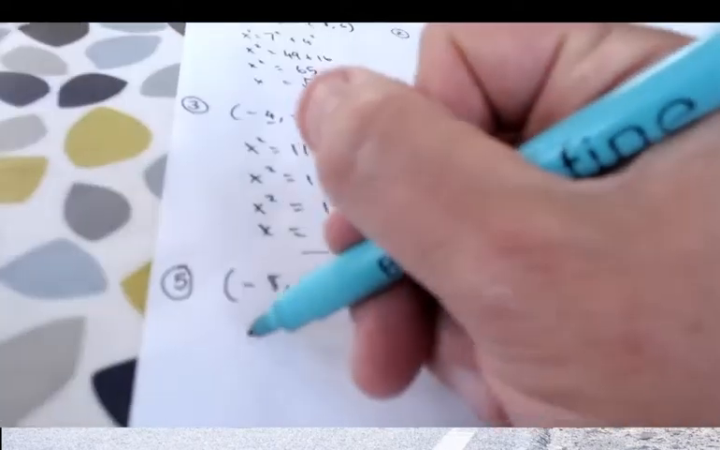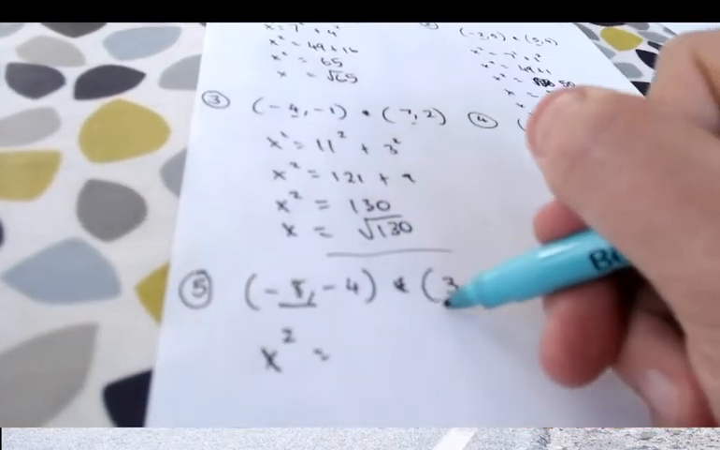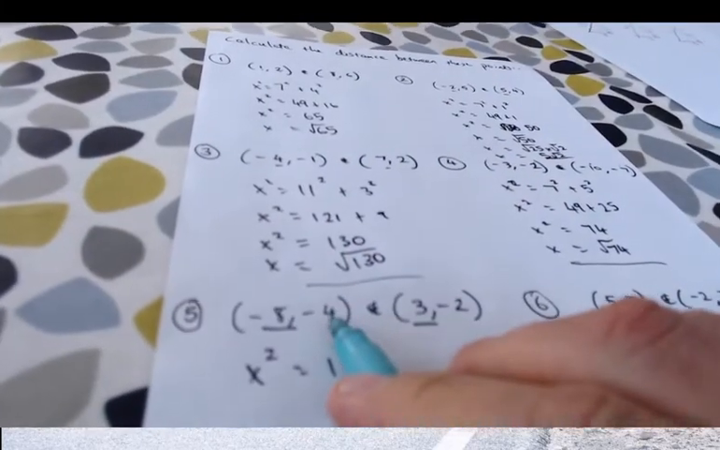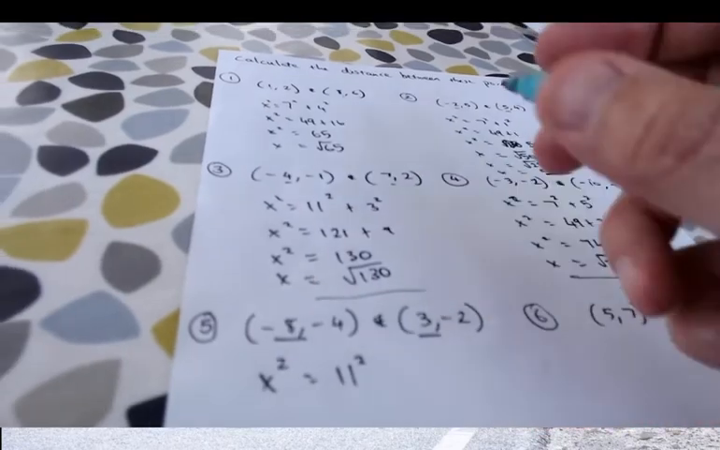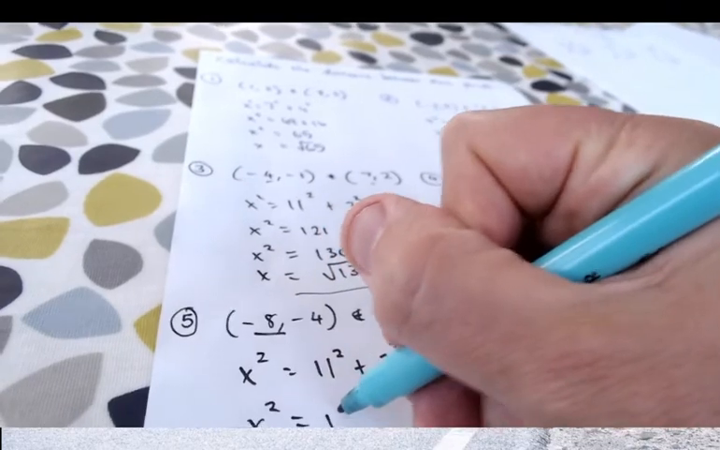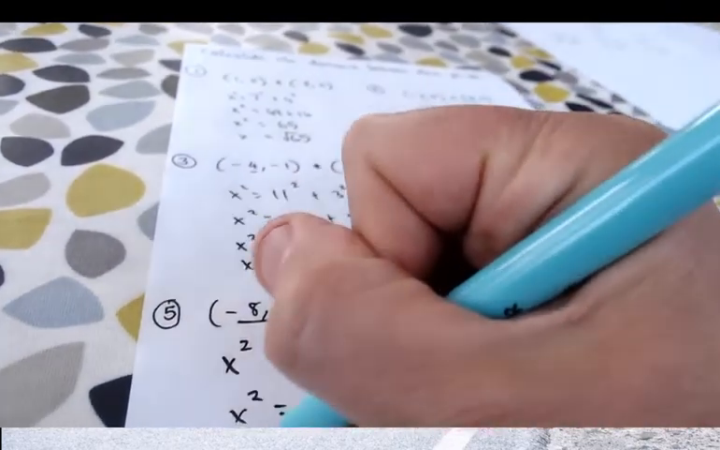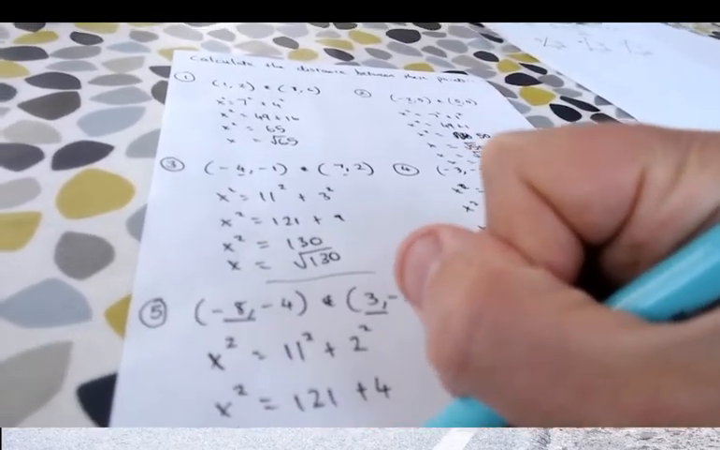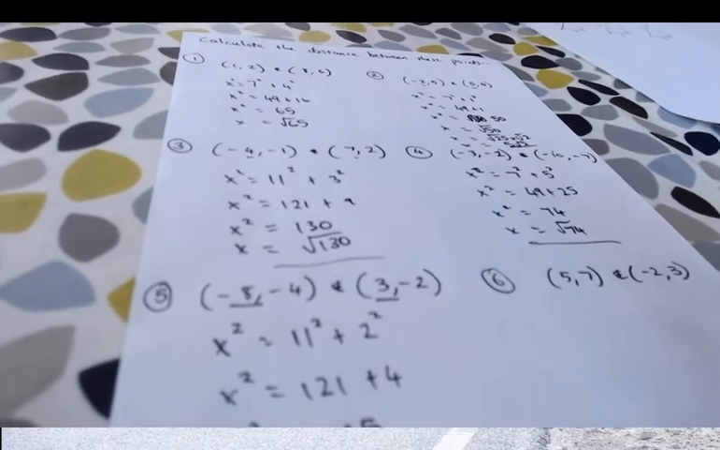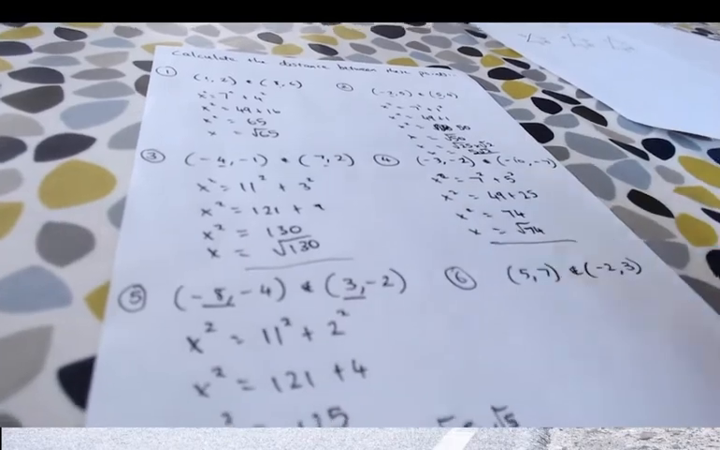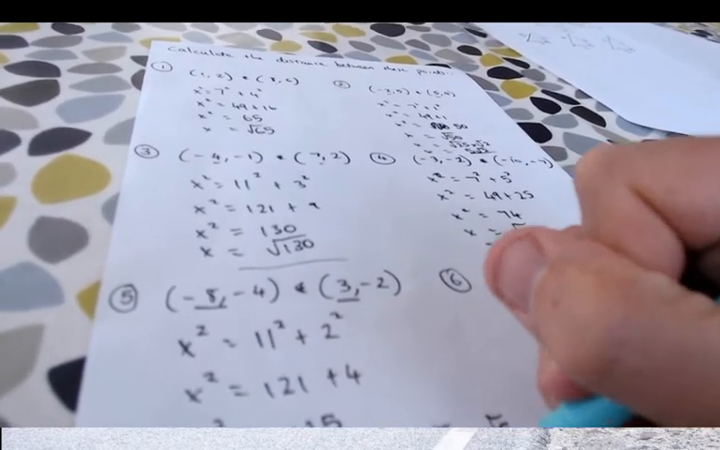Last two questions, number 5 and number 6. So number 5, the gap between the x coordinates, minus 8 going all the way up to 3, that's a gap of 11. The gap in the y coordinates, minus 4 going to minus 2, that's a gap of just 2. Square my numbers, add them together, square root 125. I know that 25 times 5 makes 125, and that would give me 5 root 5.